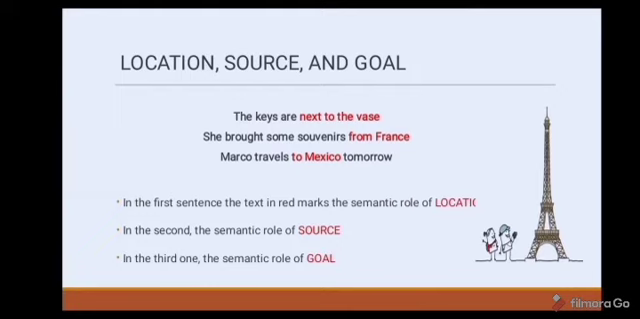Location, source, and goal. The keys are next to the vase. She brought some souvenirs from France. Marco travels to Mexico tomorrow. In the first sentence, the text in red marks the semantic role of location. In the second, the semantic role of source. In the third one, the semantic role of goal.